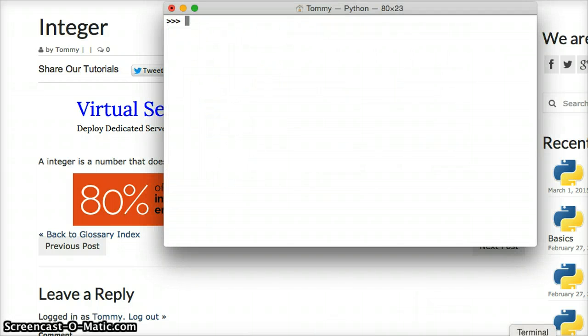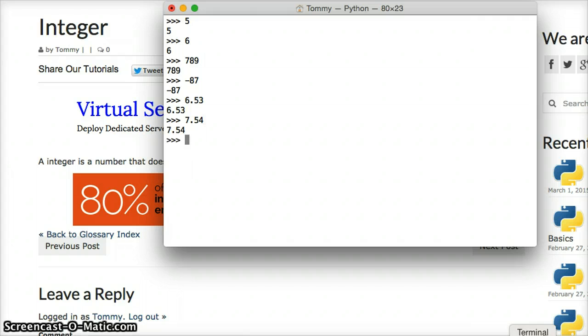Clear it. And we're going to show you what an integer is. 5 is an integer. 6 is an integer. 789 is an integer. Negative 87 is an integer. This is not an integer. This would be a floating point number. This is not an integer. It's a floating point number.